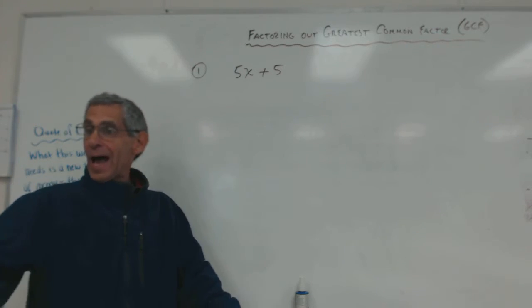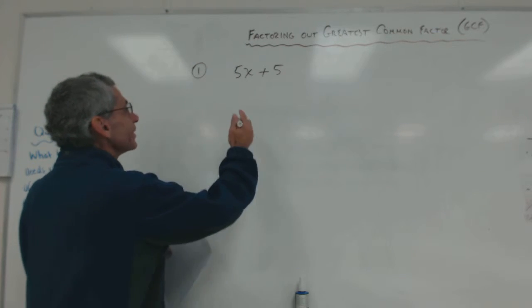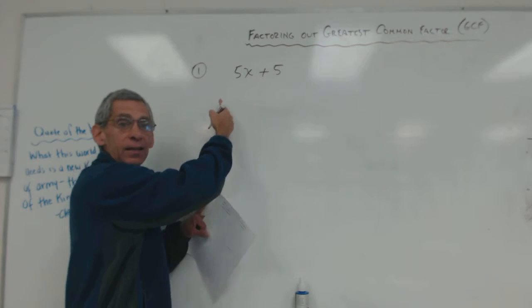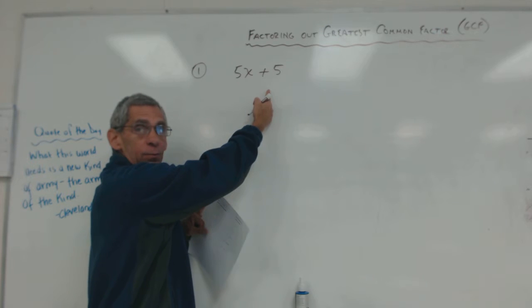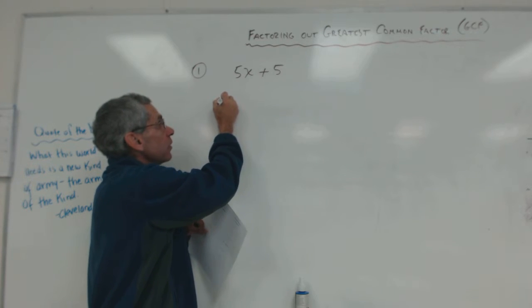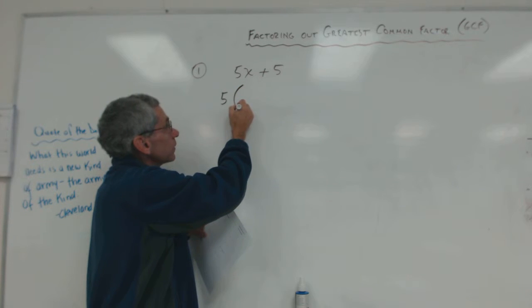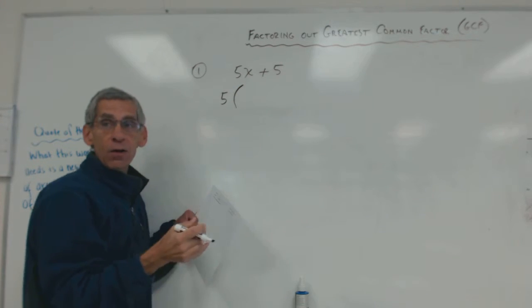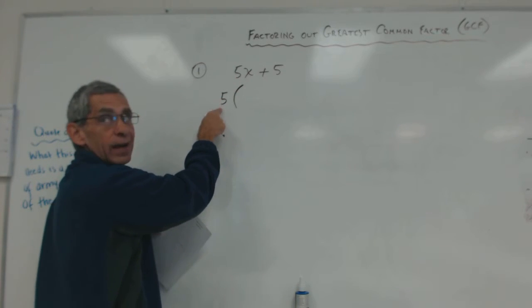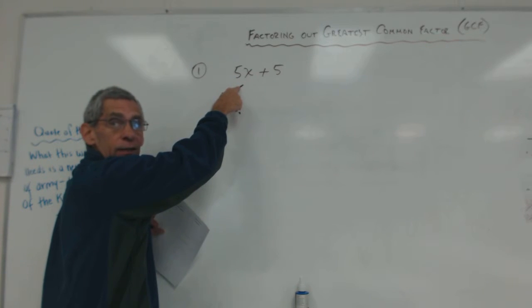5. Oh my God! You guys are brilliant! So I know I can divide this by 5 and I can divide this by 5. So I write my 5 here, I write what I'm going to divide it by, and I put my parenthesis. And now I'll use the other method. I'm dividing this 5 out of this. Does that make sense?